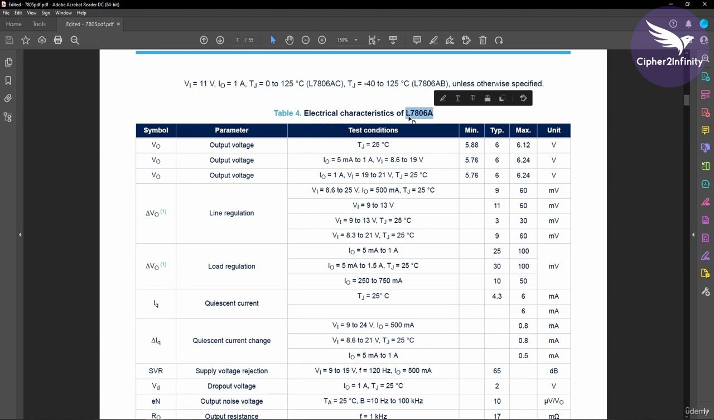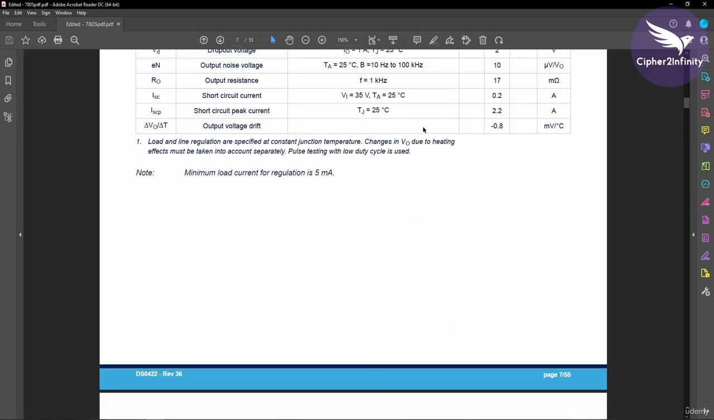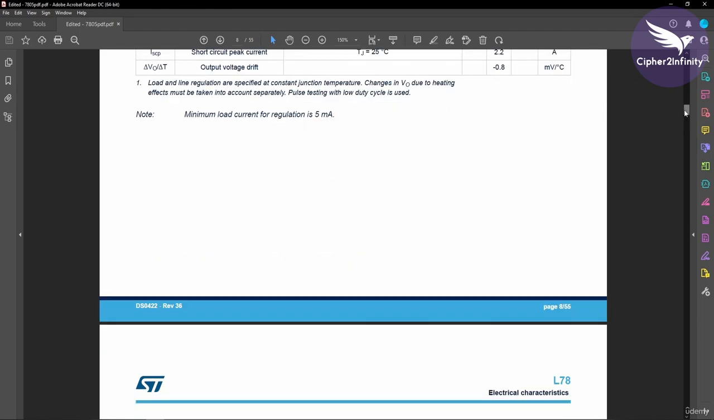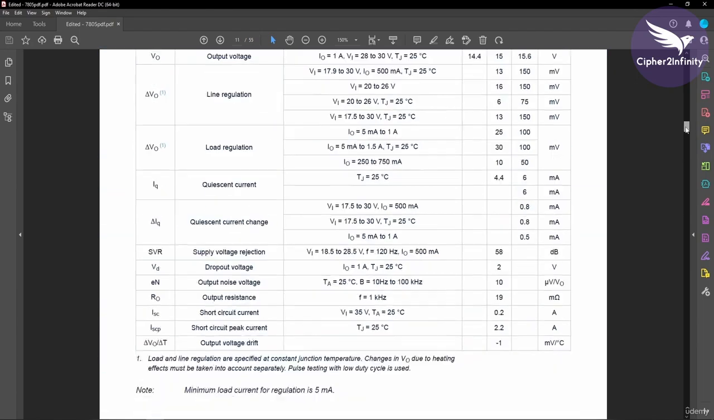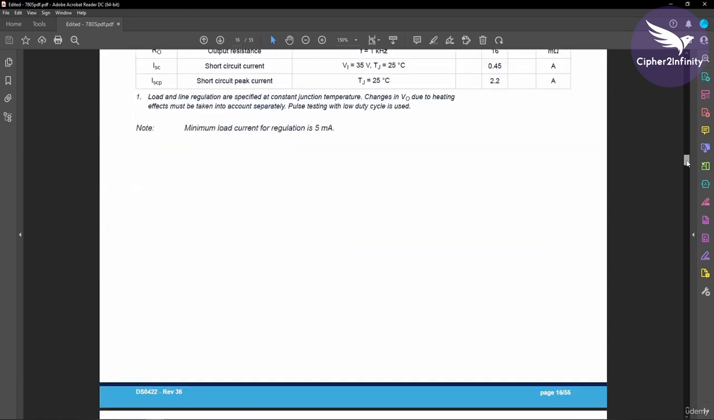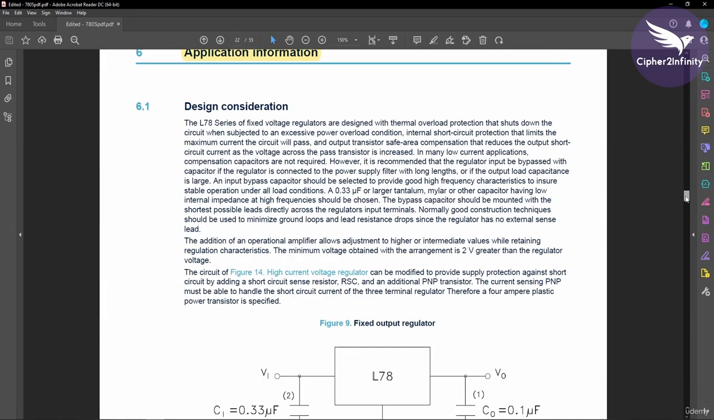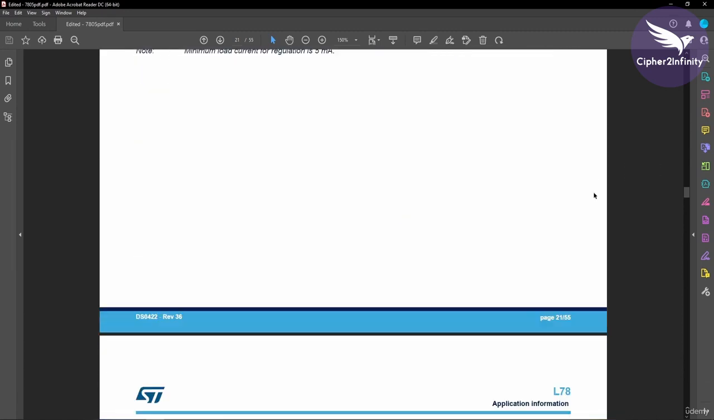So this is for 7806. Likewise, they have given for other ICs also, 7808. So likewise, they have given the electrical characteristics for the different part numbers. I will just ignore all of them because we have already discussed the electrical characteristics for the 7805 IC.